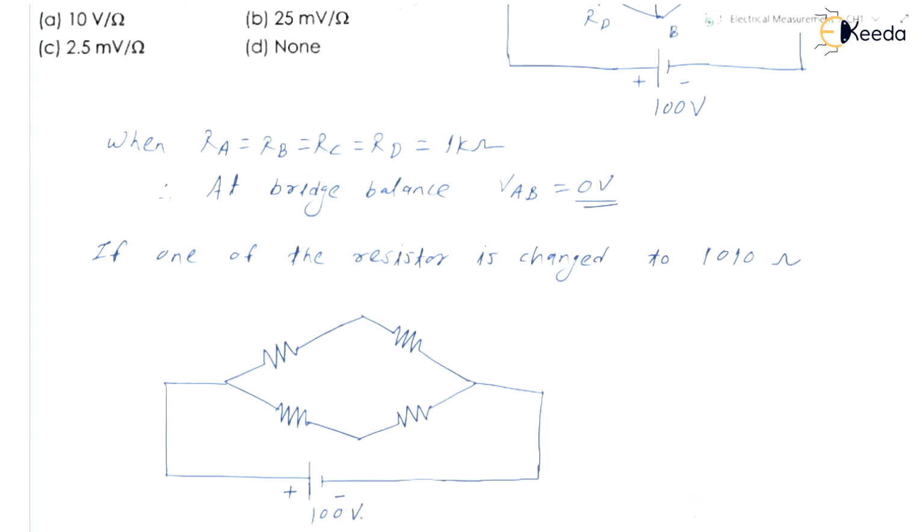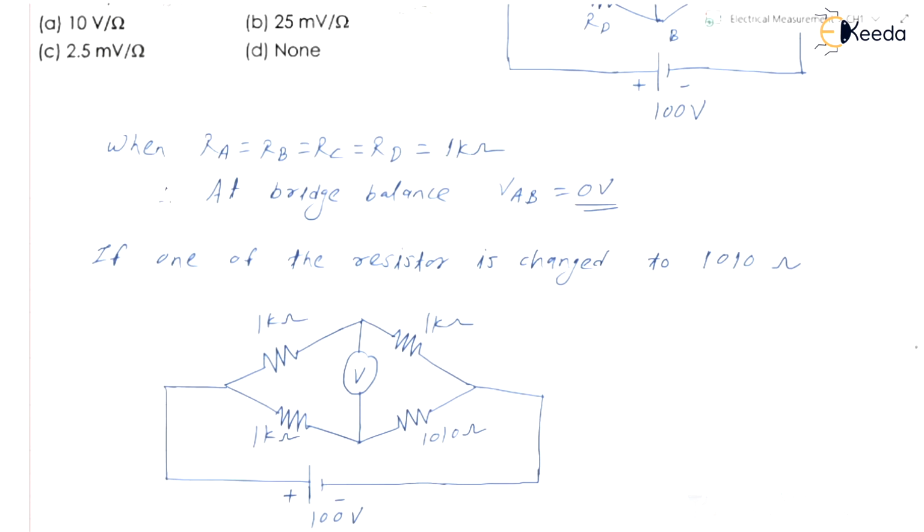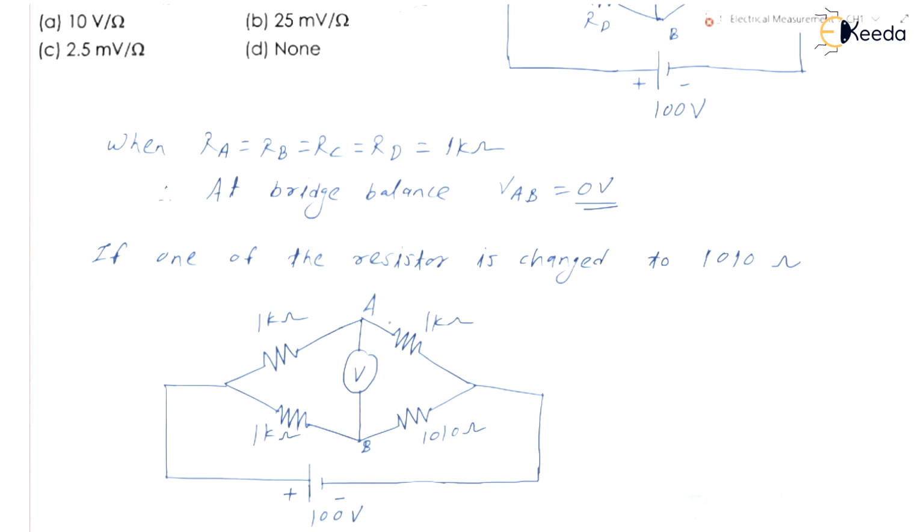This is 100 volt, right? Suppose this resistor is 1k, this resistor is 1010 ohm, and here it is again 1 kilo ohm. And now between these two, I am having a voltmeter. So this terminal is A, and here it is terminal B. Now, for this condition, can we find VAB?